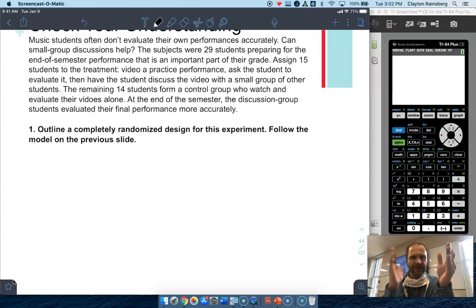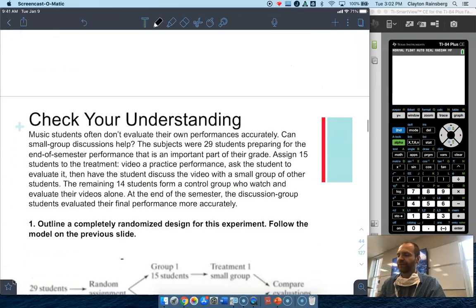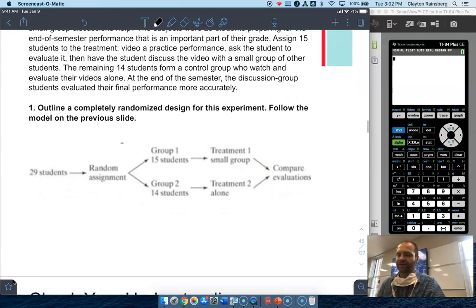What are we imposing on those groups? And then it did say they compared at the end. Which group did better for it? So basically, here's your first diagram. And you have to draw the diagram.